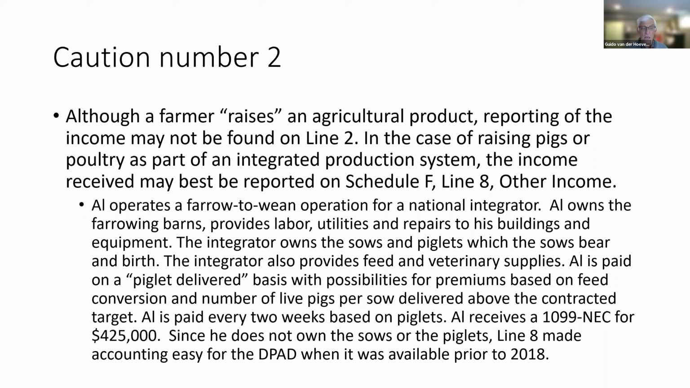So line 8, other income, is the place to report this, because you want to make sure that, particularly prior to 2018, that we had something called the DPAD, which was the Domestic Production Activities Deduction, for which this wasn't going to be eligible. So it's a record-keeping issue, but also just thinking that he's providing a service. It is in agriculture, but because he does not own the sows nor the piglets, he would not report those on line 2, but rather he reports them on line 8.